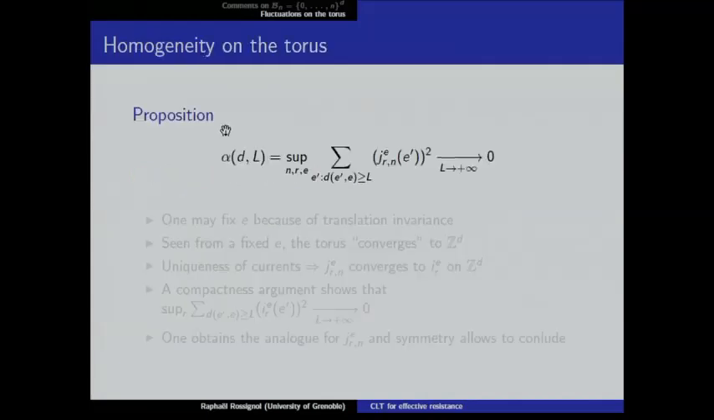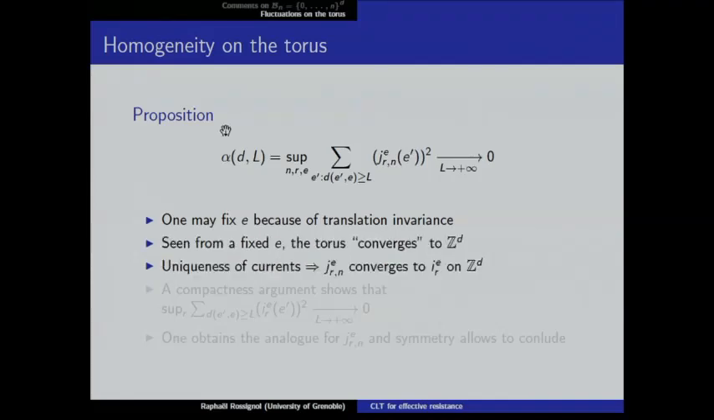I will only explain one thing, very quickly. The analog of alpha L before is this kind of thing: I want, uniformly in N, some energy dissipated which goes to 0. And the main thing is the following. Because of translation invariance, you only have to focus on one fixed edge, and so this is true. And seen from a fixed edge, the torus converges to Z^d.